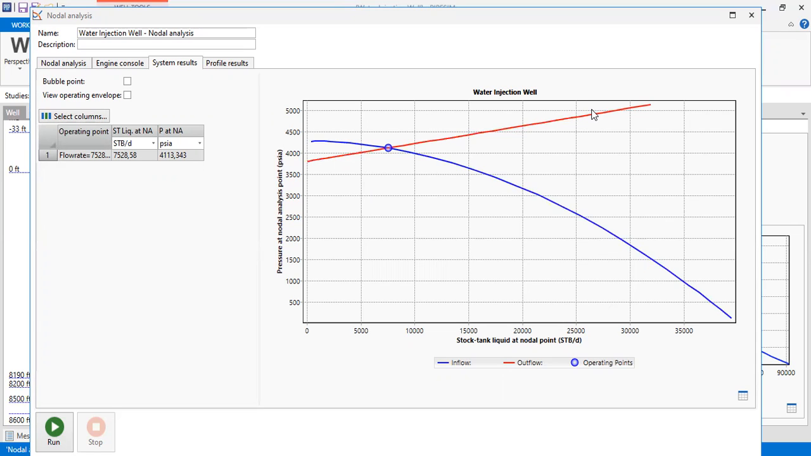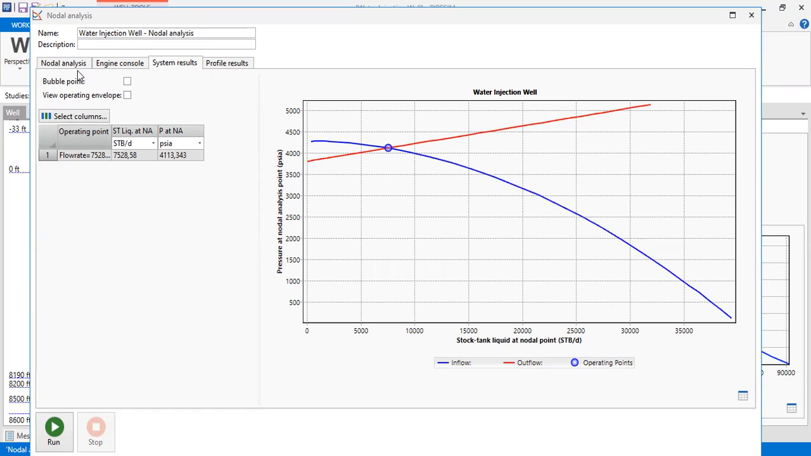All right, so please be careful here. Don't be mistaken. Usually for a production well, the inflow will represent our reservoir and the outflow will represent wellbore or tubing performance. Now it's actually an injection well. It's different. This inflow will represent our well performance, whereas the outflow will represent our reservoir performance, reservoir injectivity. All right. Interesting. This is our operating point.